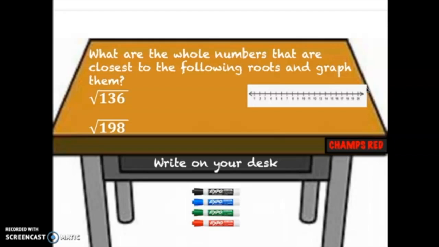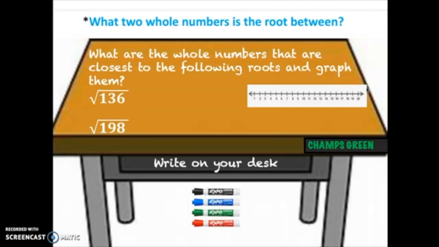Welcome back. All right, what we're going to do is go ahead and check our answers. The root of 136 is between 11 and 12. 11 squared is 121 and 12 squared is 144. So 136 is going to be slightly more than the middle, I would say, of 11 and 12. I would put that there. And we're going to know that that represents my 136.